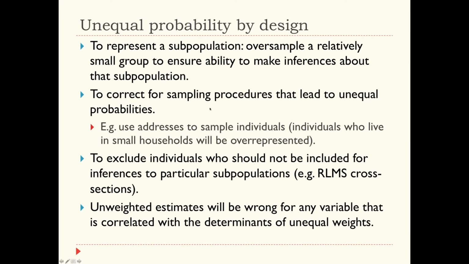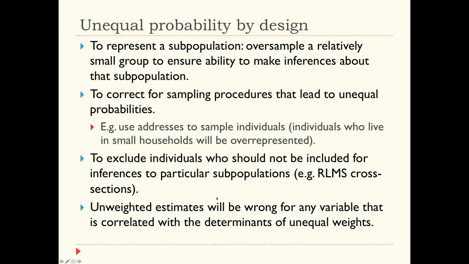The other reason is to correct for sampling procedures themselves that lead to unequal probabilities that are not necessarily desirable, but were just necessary for the purposes of cost control or something like that. For example, we often use addresses as the basis for finding individuals, but we don't actually know how many individuals are at each address, leading to differences in the probability of individuals being selected. And again, I'm going to give a detailed example in a couple minutes. The other reason is to exclude individuals who should not be included for particular subpopulations, like the RLMS example I gave, so those would be 0 weights for those people.